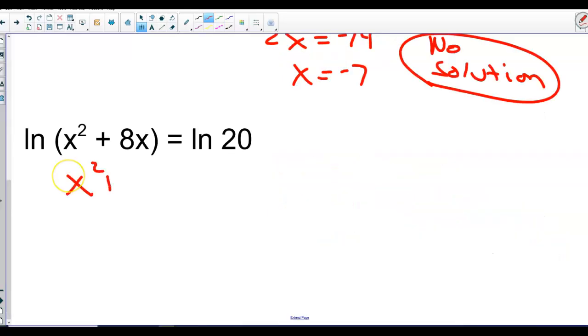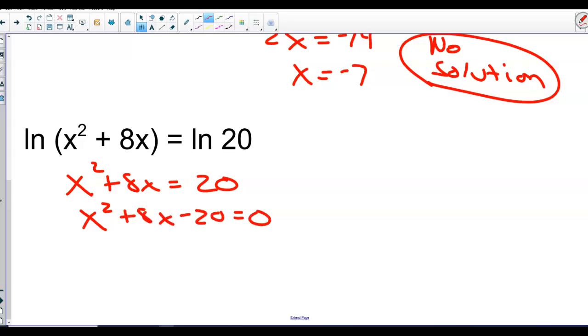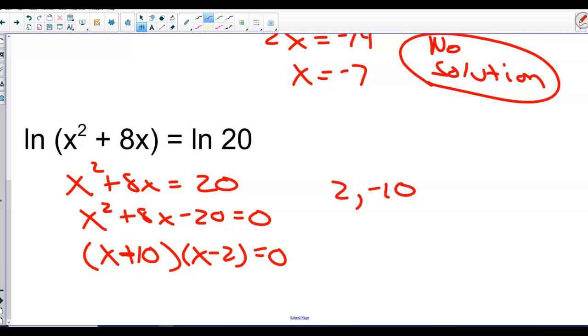So here we're setting these two equal. We subtract 20 on both sides. And now we're factoring. x plus 10, x minus 2. So my two answers are 2 and negative 10. Since negative 10 creates a positive 20 here and 2 creates a positive 20, both answers are good.